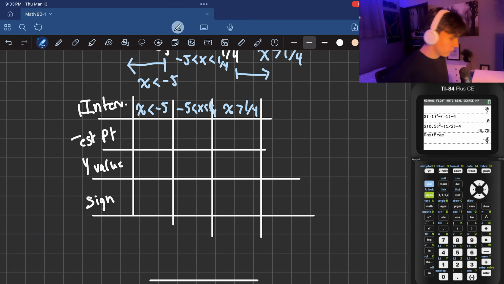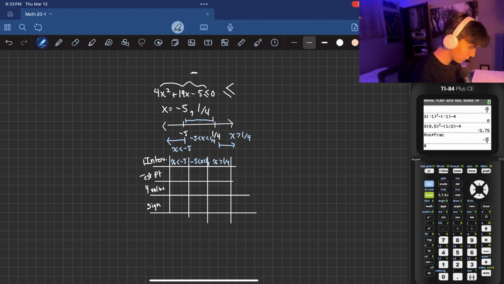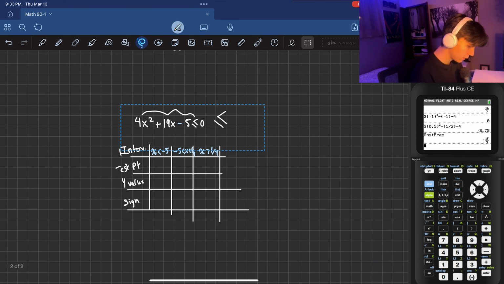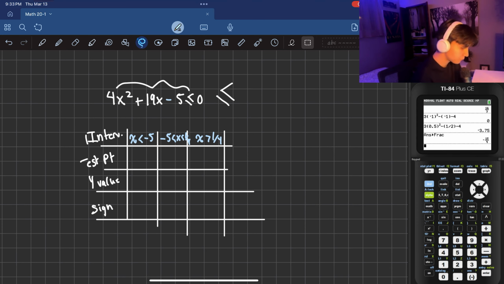Alright, so now we're going to be doing a test point, right? So I'm going to go back to our original equation. I'm going to select all of this and just get rid of it for now, because we've done what we need to do with that number line. So now we're going to look at our equation, and we're looking to plug in a point for each interval that makes it true.